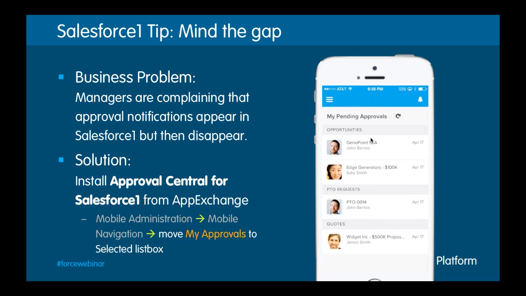But then those notifications disappear. And so now they don't know what they're supposed to approve, and they're still on the road. And so one of our evangelists, Sandeep Banat, is filling that gap with a new free Force.com Labs app on the App Exchange. So this app is great for any of your managers that are on the go that have to approve opportunities or time off requests or quotes or whatever you have approvals in your system. So it puts all those pending approvals in one place inside the Salesforce1 Mobile App.